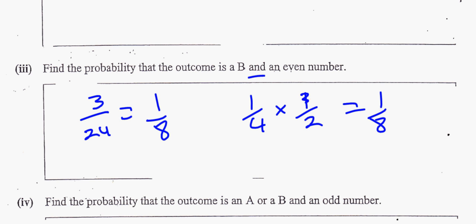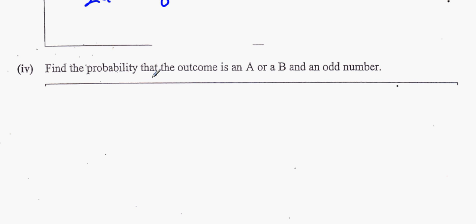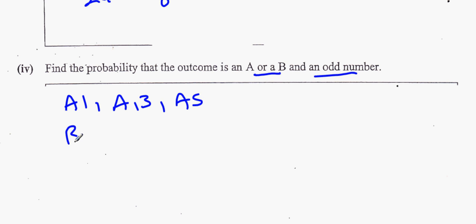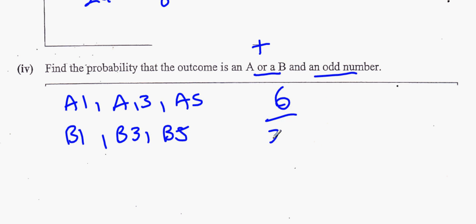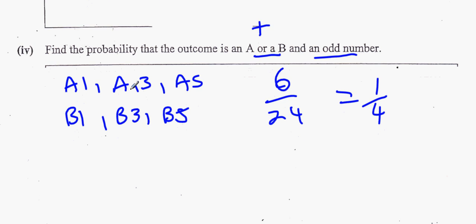Find the probability that the outcome is A or B, and an odd number. Okay. So A or B and an odd number. So there's A1, A3, A5, and there's B1, B3, and B5. Okay. So we got to add them together. Or means you got to add them. So what we're going to get is 6 out of 24, which is a quarter. Okay, because there's 6 possible outcomes.